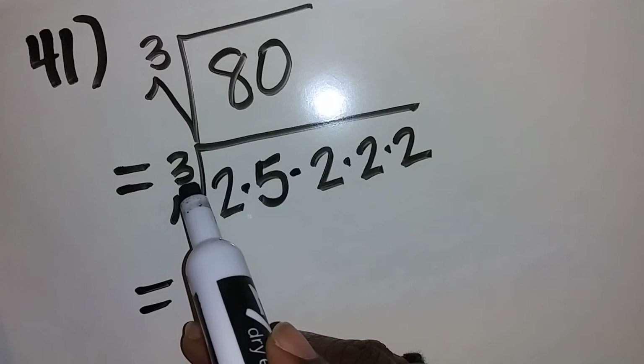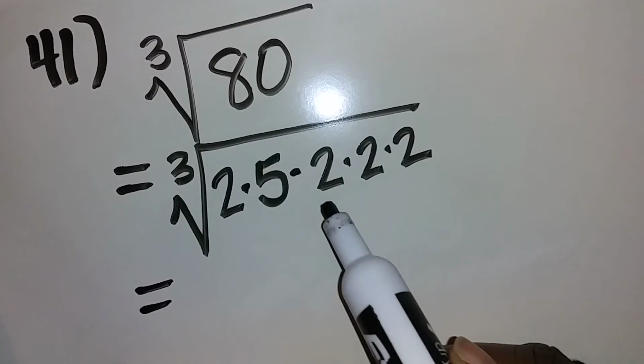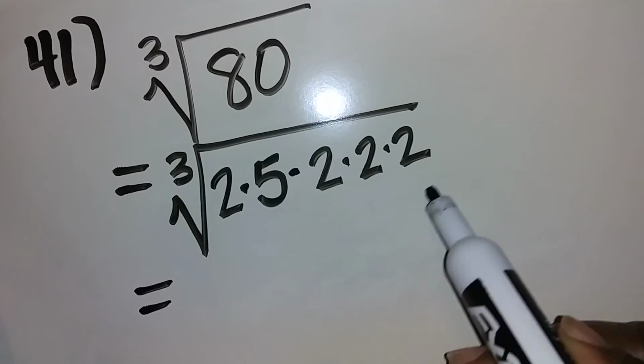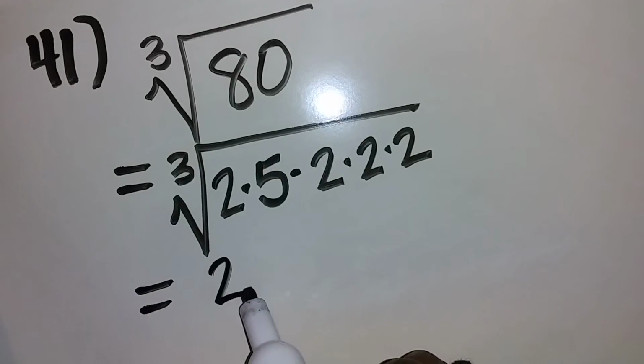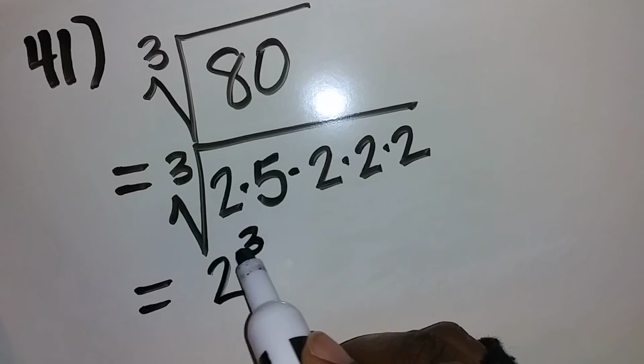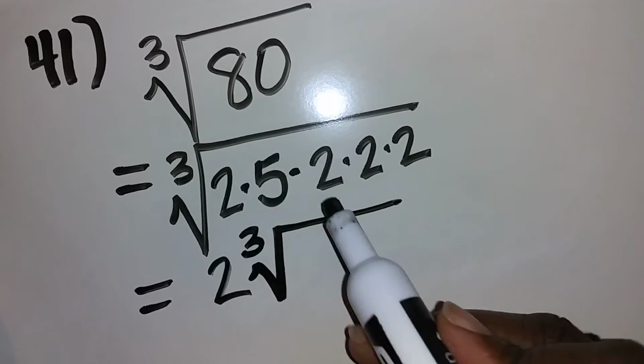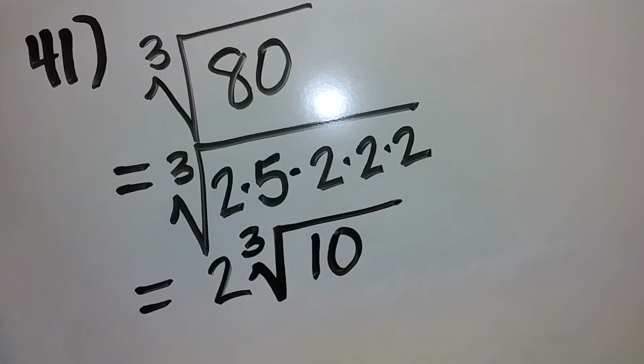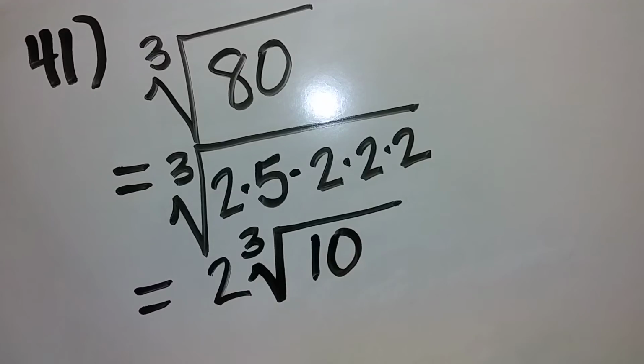I need 3 of the same for it to come out of the root. I see 1 set of 2's. I am left with 2 and 5. It does not make a set. So 2 times 5 is 10. So my answer is 2 times the cube root of 10. So that's it on that one.